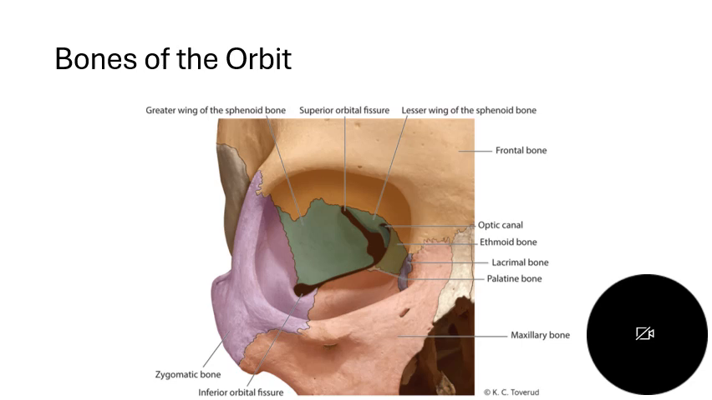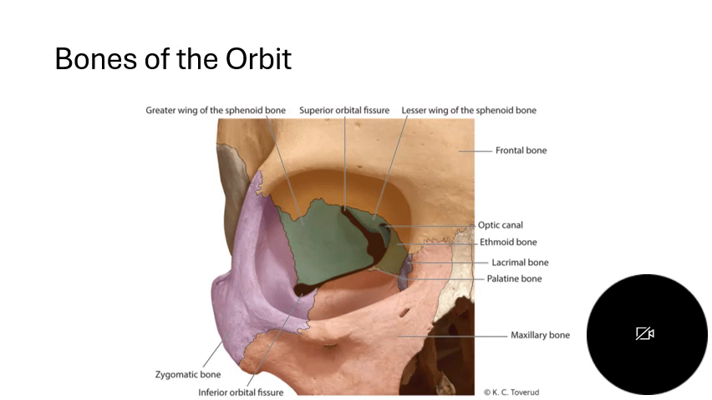Foremost, we have to protect the top of the eye from the brain. This separation is called the orbital roof. The roof of the orbit is made of the frontal bone, which protects the forehead and the top of the eye, and also the greater wing of the sphenoid and the lesser wing of the sphenoid.